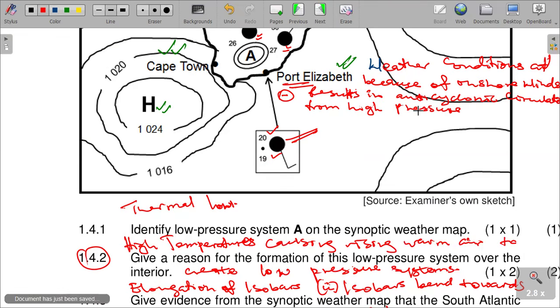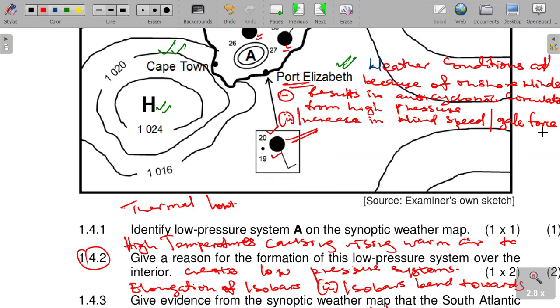We can talk about an increase in wind speed, which is number 2. The wind speed, we can speak of those as gale force winds, that can also happen there. And then we can say overcast conditions may also result.